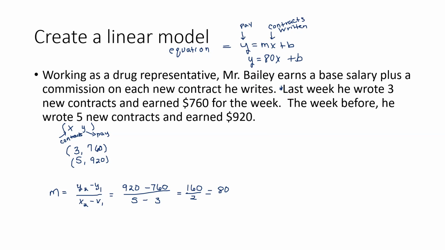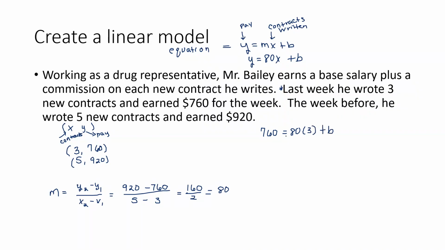B, we said, is the y-intercept. It could also be called the starting amount, but we are not told here what the base salary or starting salary is, so I'm going to do just a little bit of algebra to figure it out. In the formula, y equals 80x plus b, there's both x and y, and so I can take an ordered pair and plug it in. For that x and y, I'm going to use the first ordered pair because it's slightly smaller numbers. So I have 760 as the y value is equal to 80 times 3 plus b.